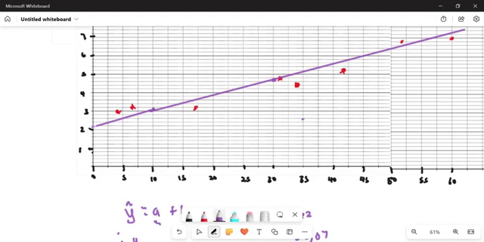Learners tend to make a mistake here: where should it be grounded on the y-axis? That is why I said the other day, we should be careful here. If you're going to draw a line of best fit and it's going to touch your y-axis, you should be careful there. It should touch the y-axis.